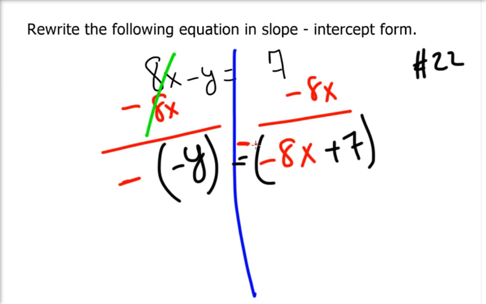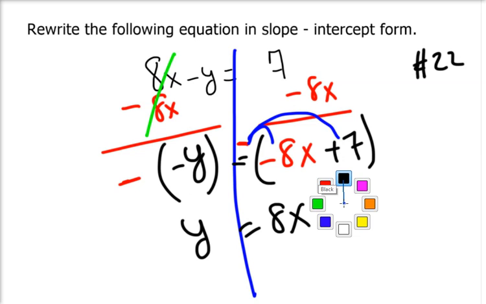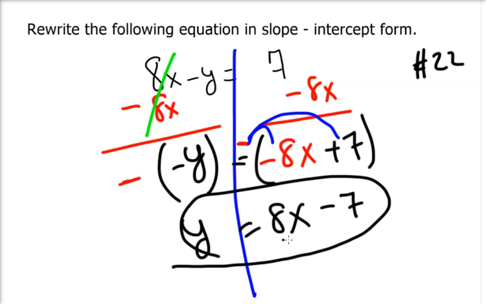Okay, negative 1 and this minus sign are the same thing. So the opposite of a negative y is going to be a positive y. The opposite of a negative 8x is positive 8x. And the opposite of a positive 7 is going to be negative 7. Okay, so we just distribute this negative through, and we have our y. y is equal to 8x minus 7.